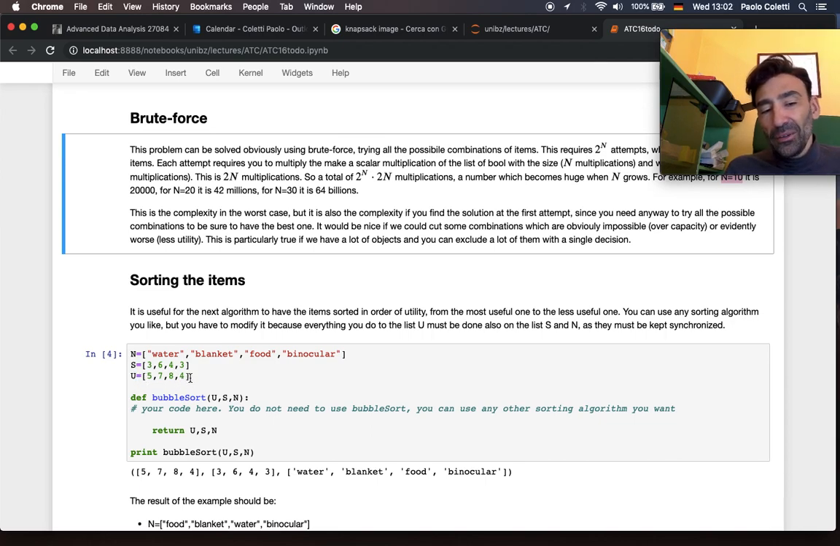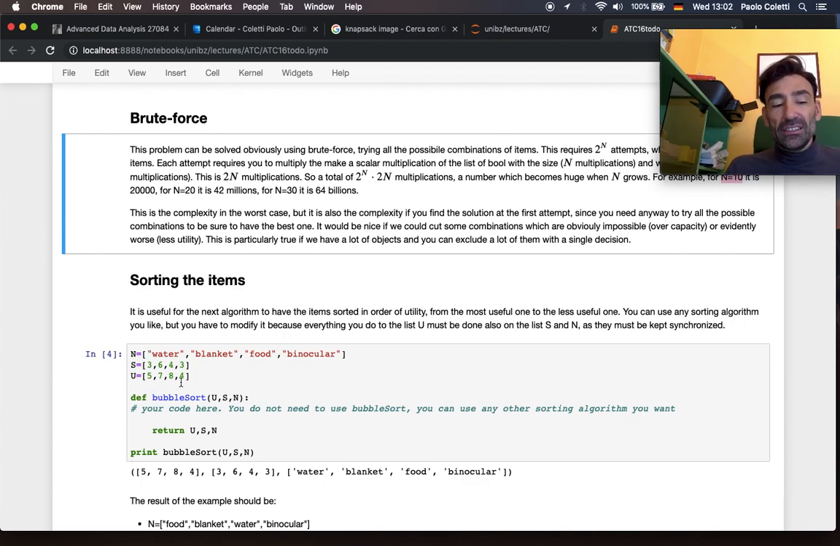Now I want an algorithm which sorts the utility, and any operation that you do on vector u, on list u, you must do the same operation on list s and on list n. Because if you put this third item, which is the food, at the beginning, also its size must go at the beginning, and also the name food must go at the beginning.